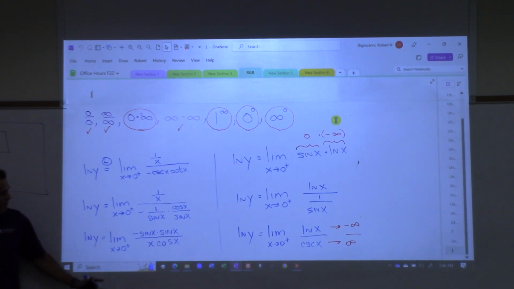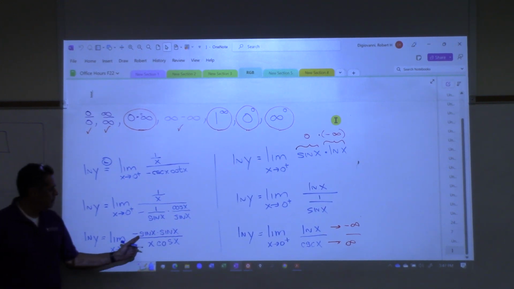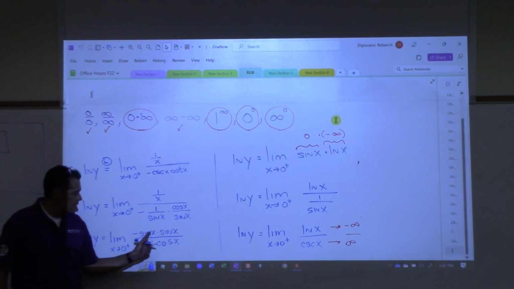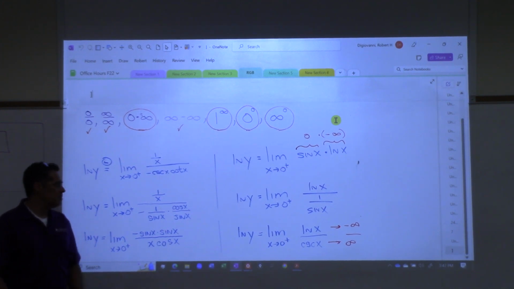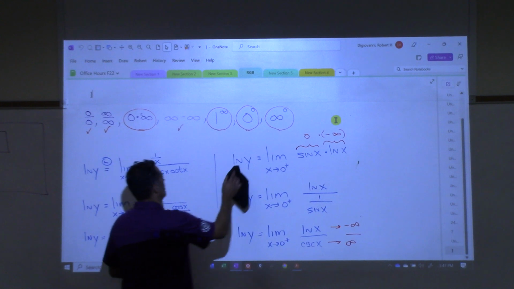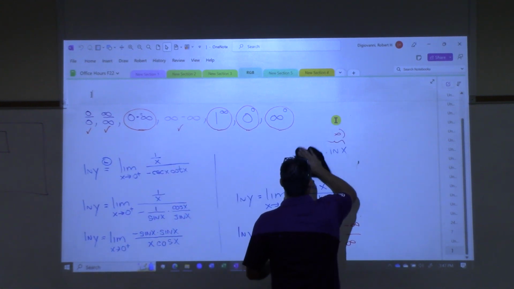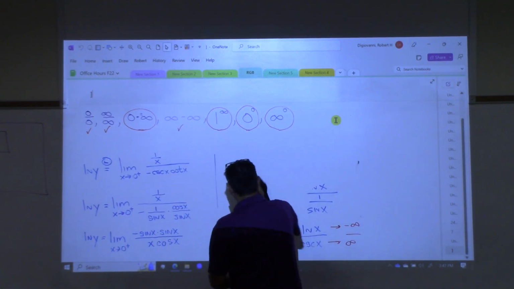What happens now if you let x go to 0? What do you get on top? Sine of 0 is 0. So 0 on top, and then unfortunately, 0 times 1. 0 over 0 still, right? So we're going to have to use L'Hopital again. Yeah. Nobody said this was going to be simple.